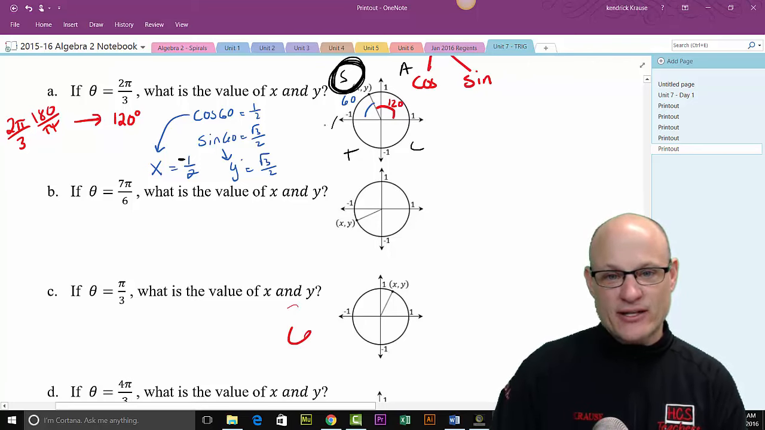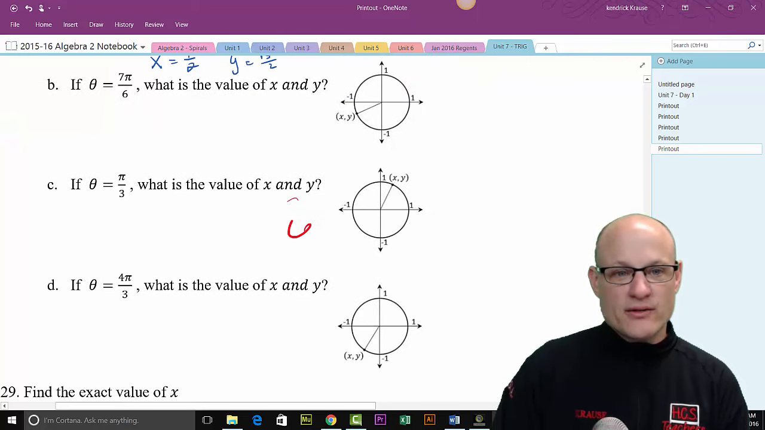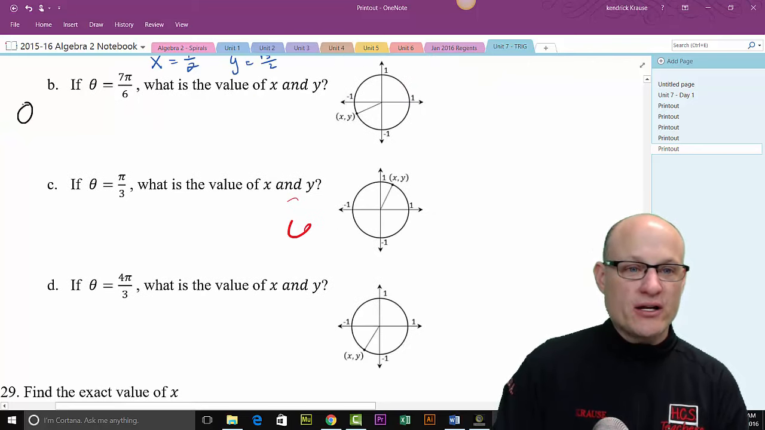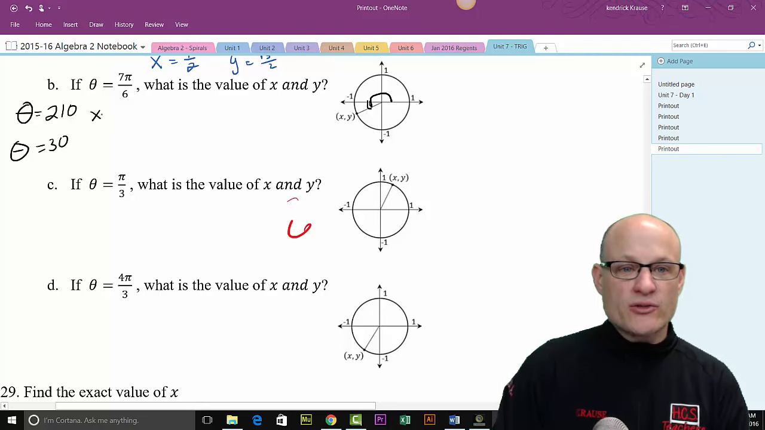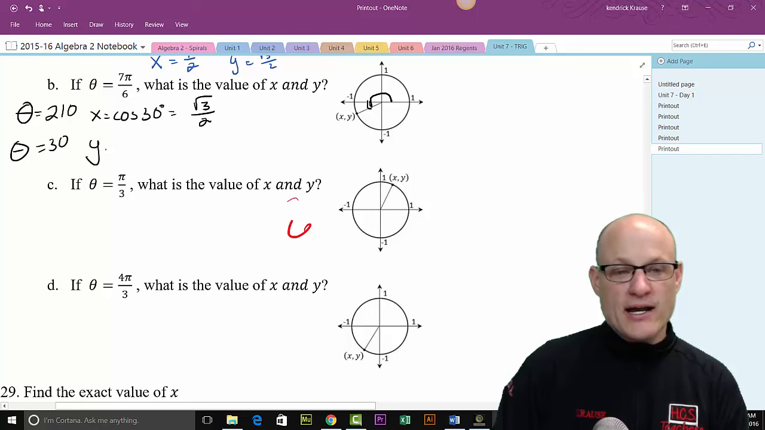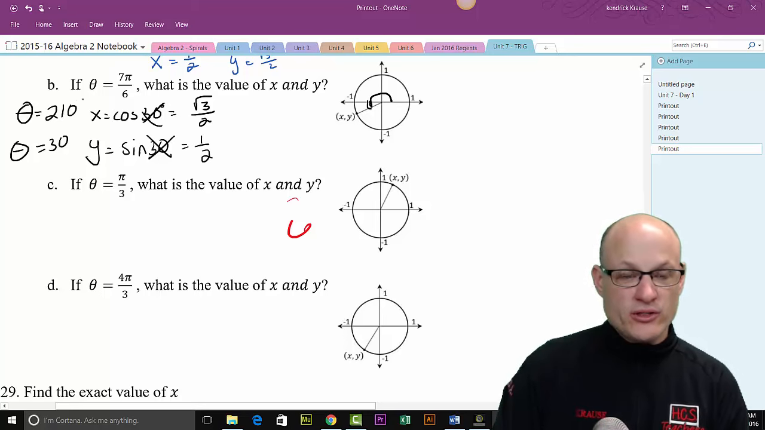All right, so 7 pi over 6. So theta really equals 210 degrees. And that kind of makes sense. But I care about this. So if this is 210, I only want this piece. That's 30. So my reference angle is really 30 degrees. So x, which is equal to the cosine of 30 degrees, is equal to radical 3 over 2. And y, which is equal to the sine of 30 degrees, is equal to 1/2. Now remember, it's really not 30 degrees. We're really using 210 degrees, but I needed to use the reference angle to get those numbers.